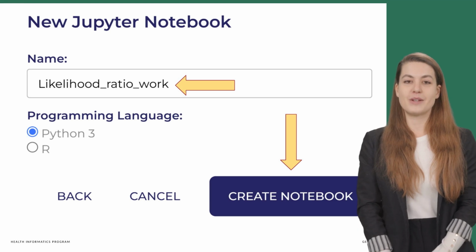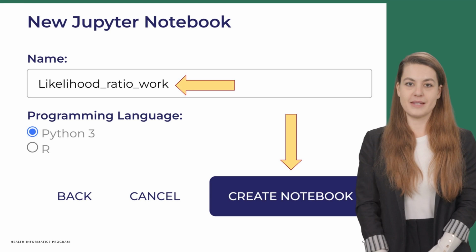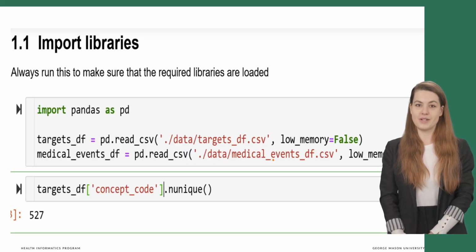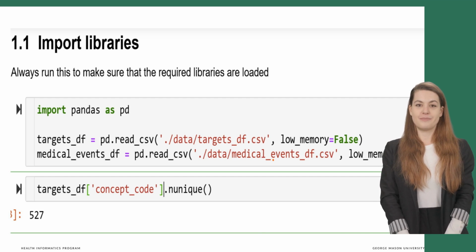We name it likelihood_ratio_work. Select Python as the programming language and then create the notebook. Import libraries and read files. Created earlier is the target file, which has all the targets, 527, and then the medical events file.